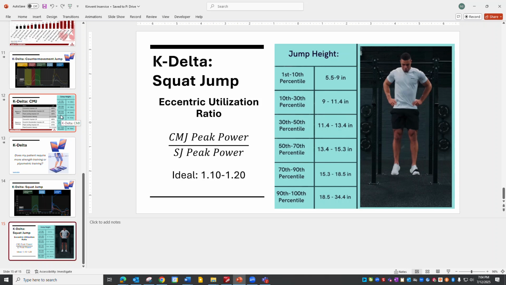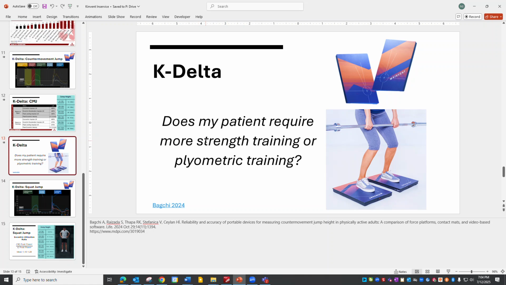I also provide the normative value so that they can benchmark themselves, and then this is the way I would help determine prescription and or influence the intervention.